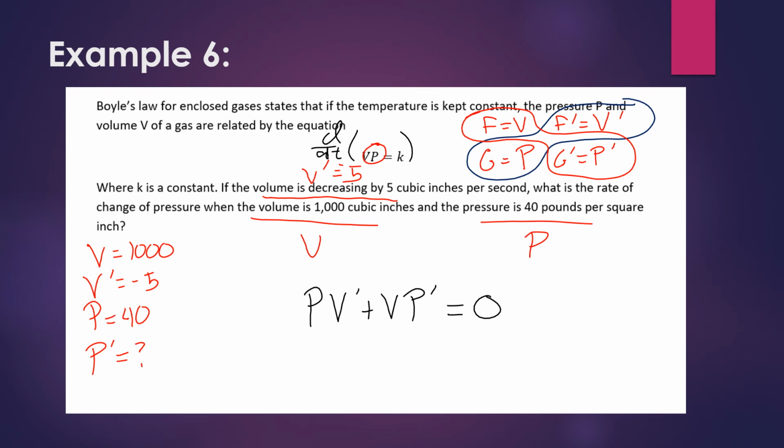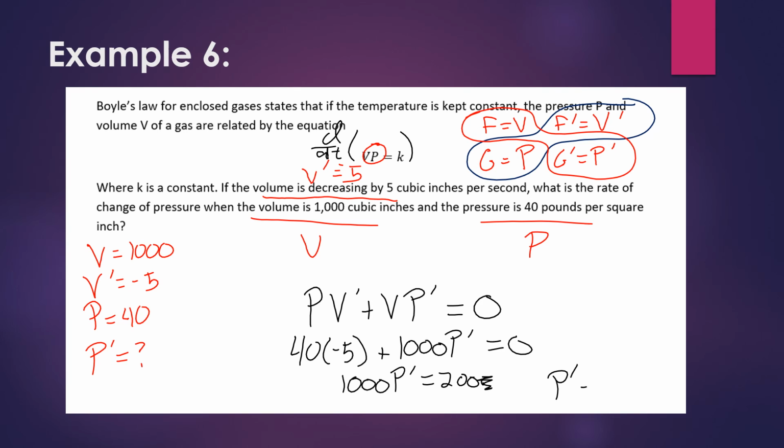And then from here, we just plug in. So it's going to be 40 times -5 plus 1,000 P prime, and this will equal 0. So 40 times -5 is going to be -200. Move that over, we're going to get 1,000 P prime equals 200.